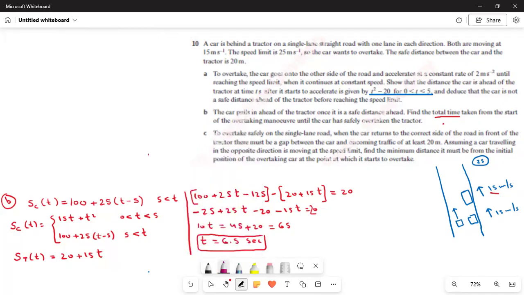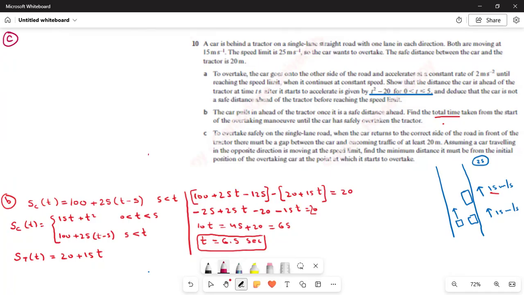Okay. Now I'm doing part C. Okay. To overtake safely on the single lane road when the car returns to the correct side of the road in front of the tractor, there must be a gap between the car and the oncoming traffic of at least 20 meters. Assuming a car traveling in the opposite direction is moving at the speed limit, find the maximum distance. For the minimum distance, it must be from the initial position of the overtaking car.